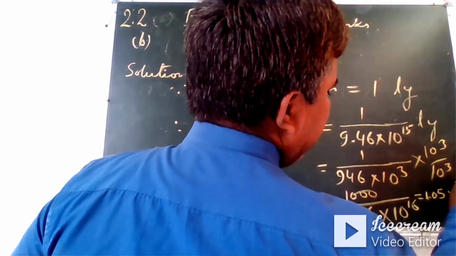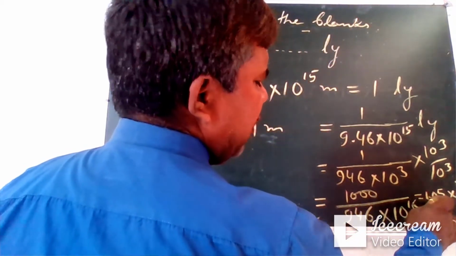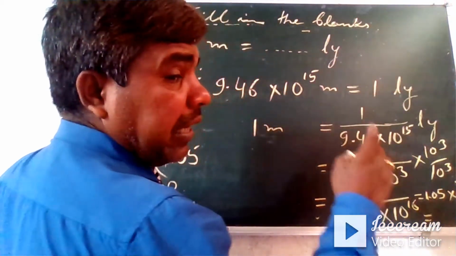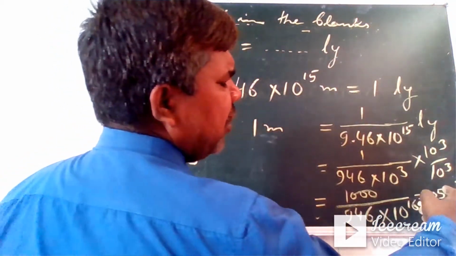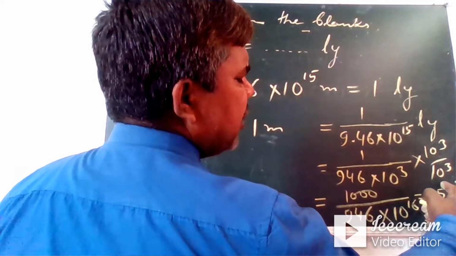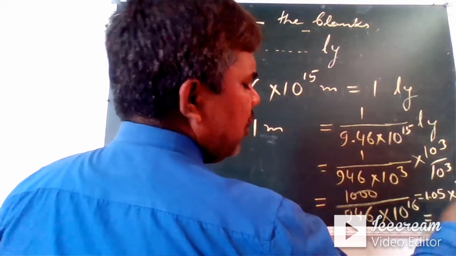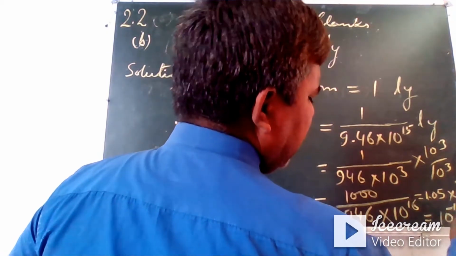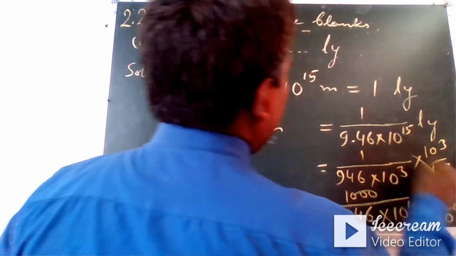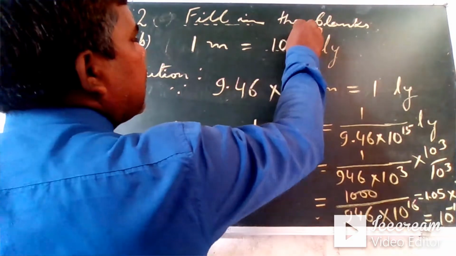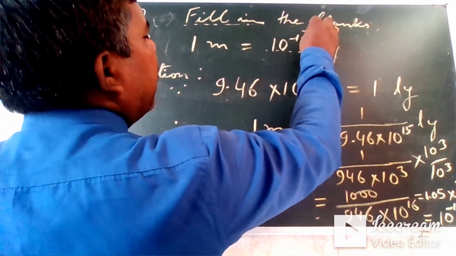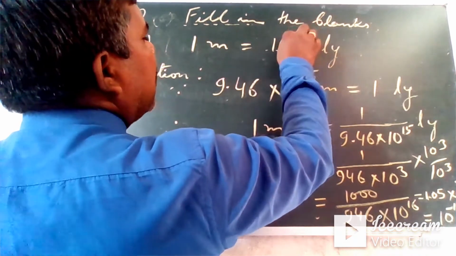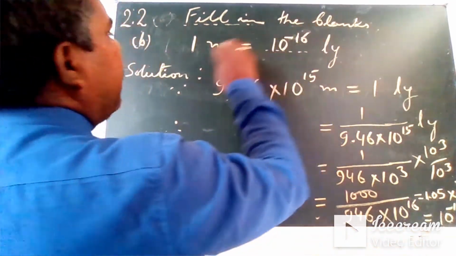Actually this is nearly 1, so we will neglect this one. For a very long distance, a light year is a very long distance, so we will not pay attention to this value. Directly we will write 10 to the power minus 16. Okay, this is the answer for a light year, and here we will put 10 to the power minus 16. This has become the solution of this problem.